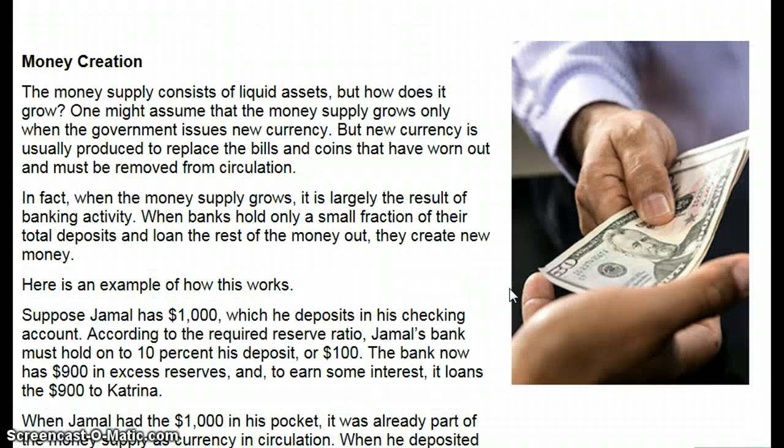Money creation. The money supply consists of liquid assets, but how does it grow? One might assume that the money supply grows only when the government issues new currency. But new currency is usually produced to replace the bills and coins that have worn out and must be removed from circulation. In fact, when the money supply grows, it is largely the result of banking activity. When banks hold only a small fraction of their total deposits and loan the rest of the money out, they create new money. Here's an example of how it works.